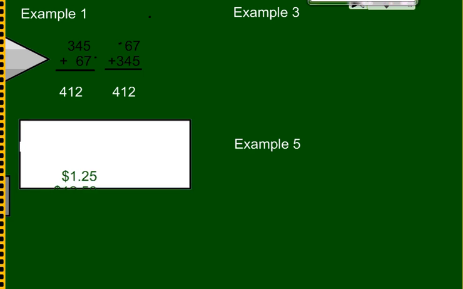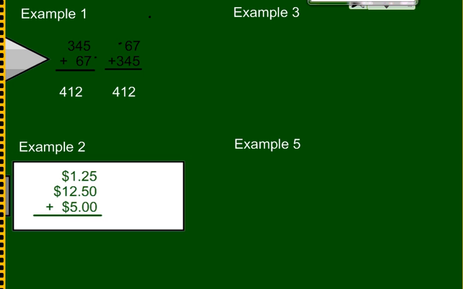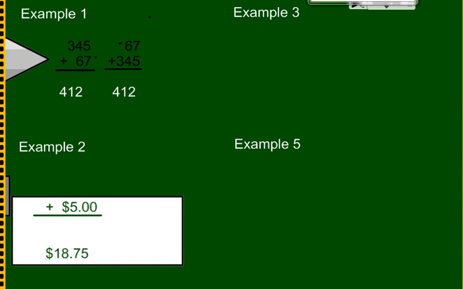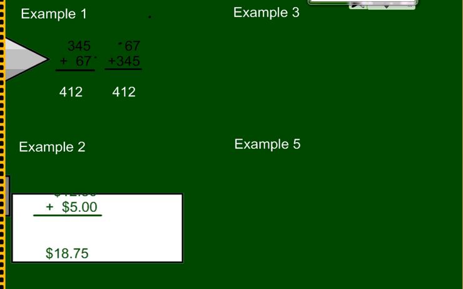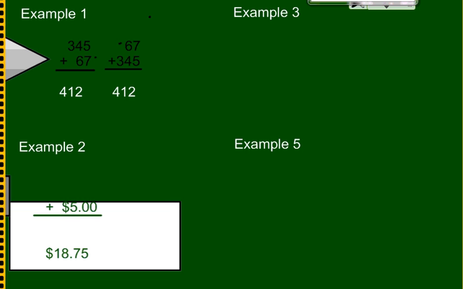Moving on to example 2. As you look at example 2, we have a pretty similar problem, an addition problem, adding these monies together. And we see that the decimal point has been lined up to ensure that our place values are in the correct spots. As you do this math and solve this problem, you get an answer of $18.75. So we've added those numbers together to get 1875.